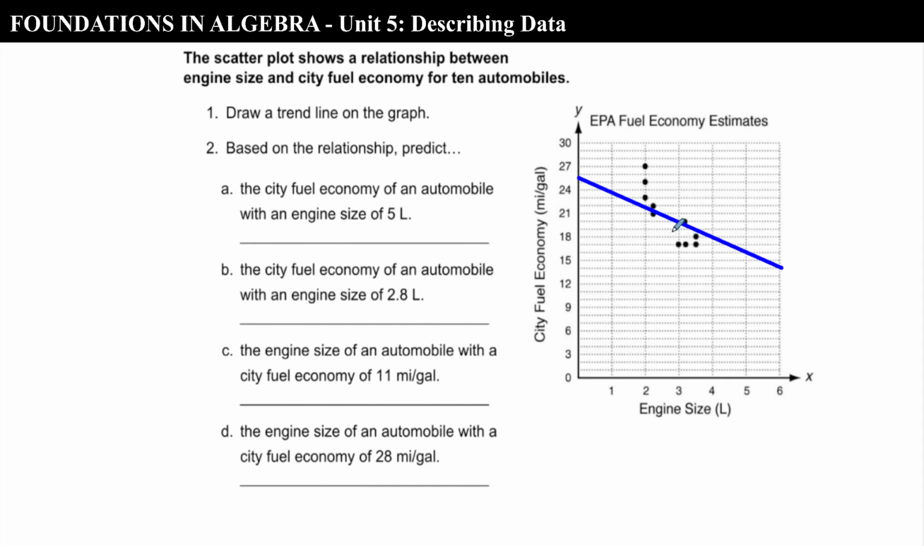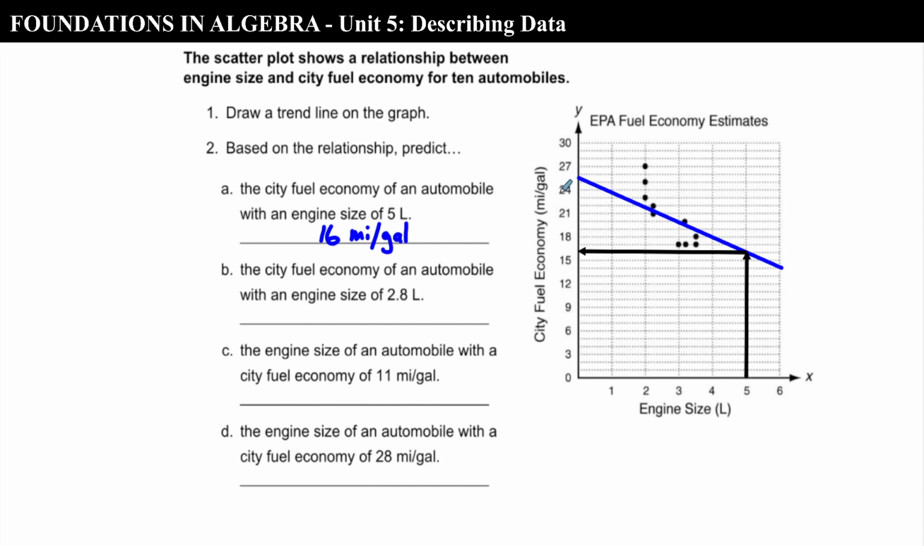Based on this trend line, we are going to predict the city fuel economy of an automobile with an engine size of 5 liters. Well, 5 liters is here. So if we follow that up to here, then we're going to follow the line back to our value. And our value in this case would be, see, that's 15, 16, 17, 18. So it would be about 16 miles per gallon.